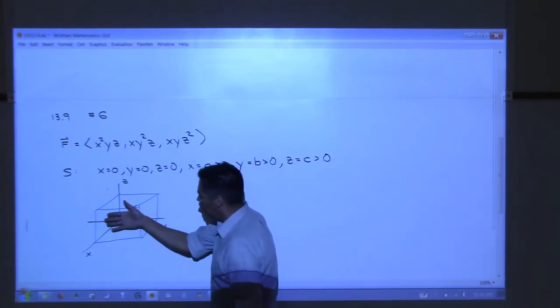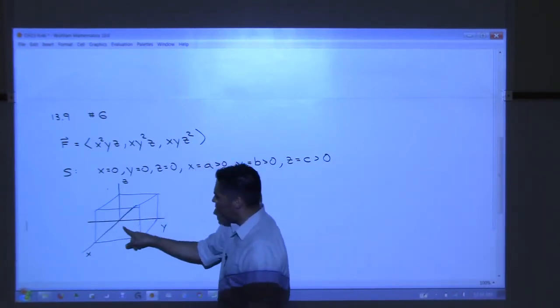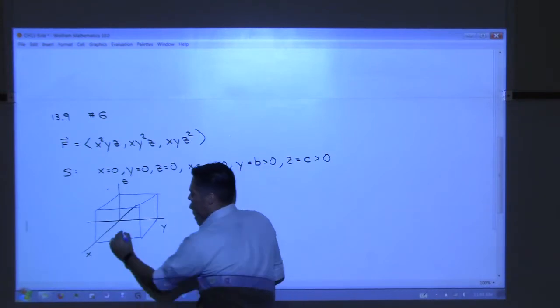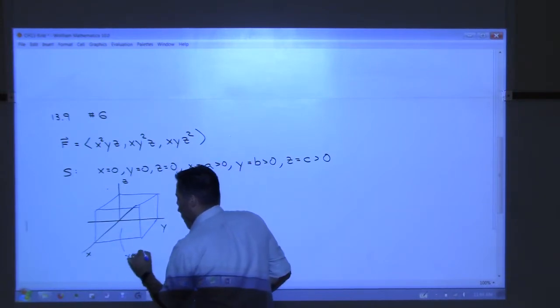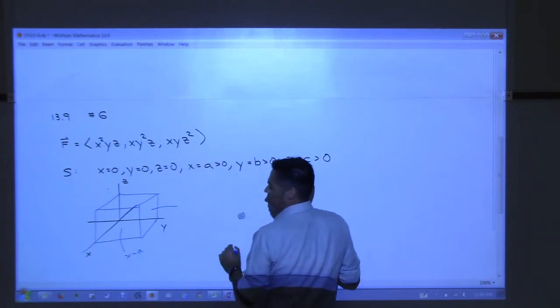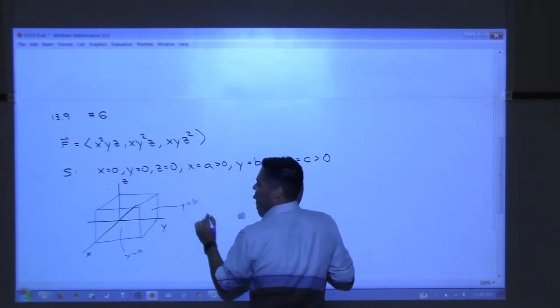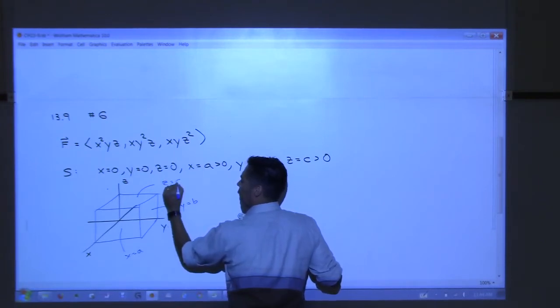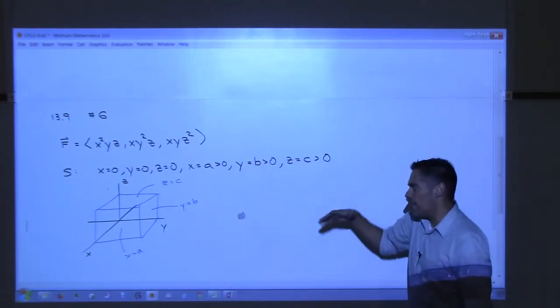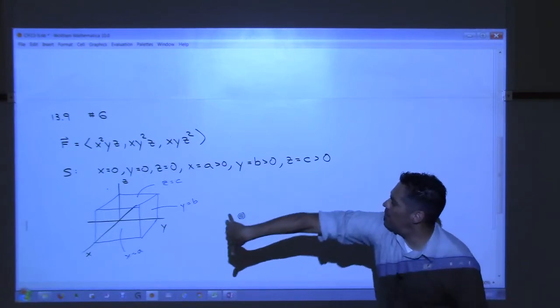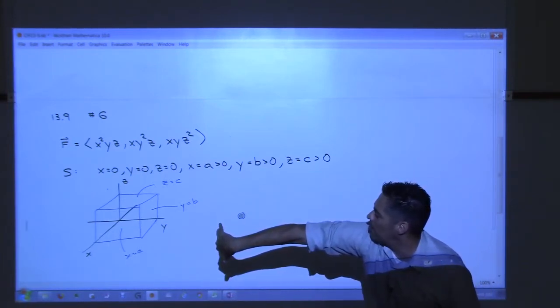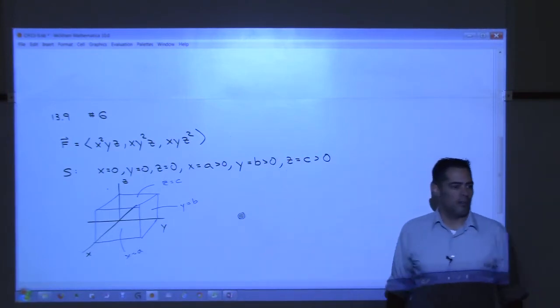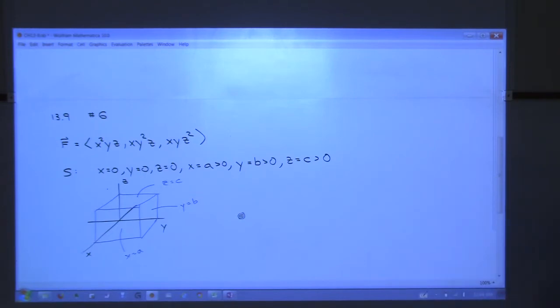What is this front side, this plane right here on the front? What's the equation of that? X is a. What about this side one? Y is b. How about this top one? Z is c. Do you see them? And then the bottom is z is 0. The left side is y is 0. What am I missing? Backside. Backside is x is 0. There's your surface. Calculate the flux.